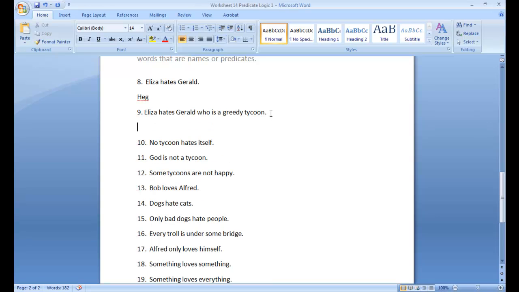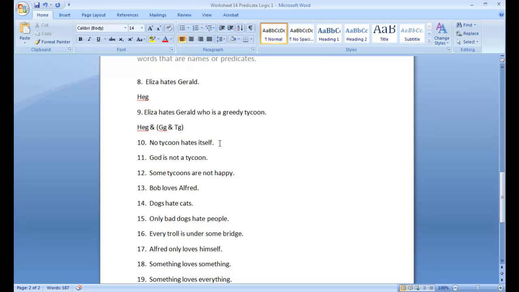Eliza hates Gerald, who is a greedy tycoon. Well, we still have Eliza hates Gerald, right? But we're just adding the knowledge that Gerald is a greedy tycoon. So the who is just represented as a conjunction. Eliza hates Gerald, and Gerald, by the way, is a greedy tycoon. So how do we say that? Well, we already have said that sort of thing above. Gerald is greedy, so little g, big G, Gerald is greedy, and Gerald is a tycoon. Okay, so Eliza hates Gerald, and Gerald is a greedy tycoon.